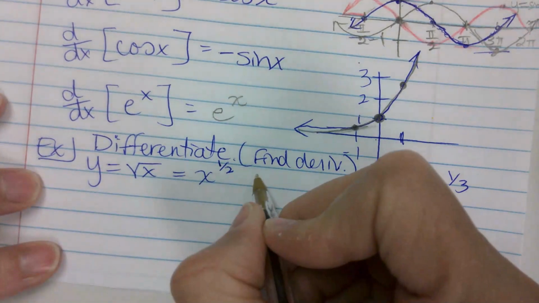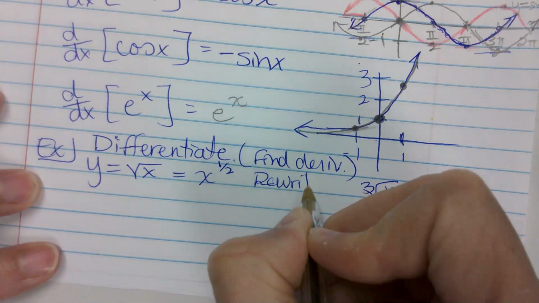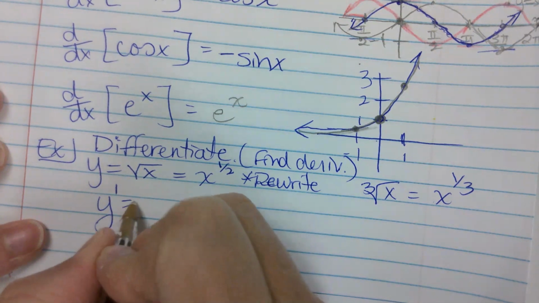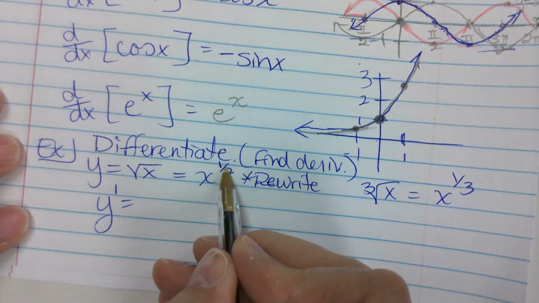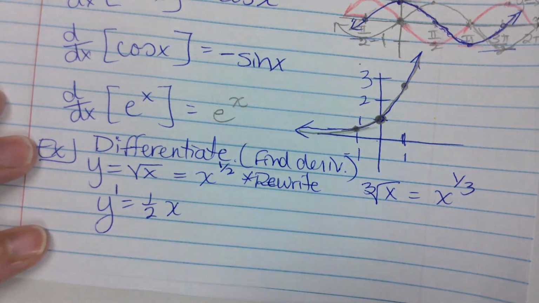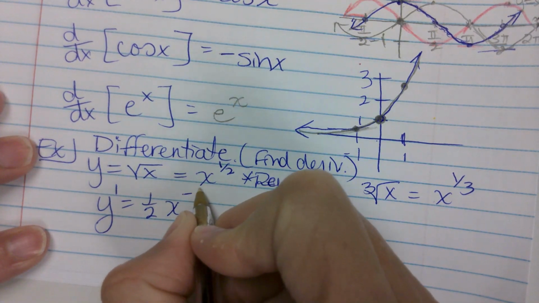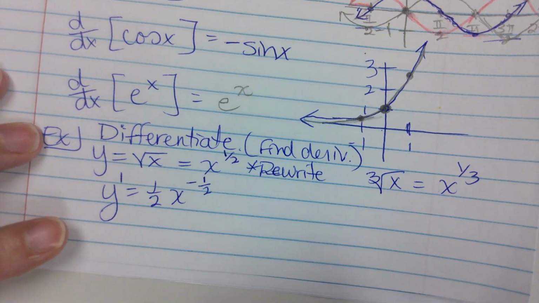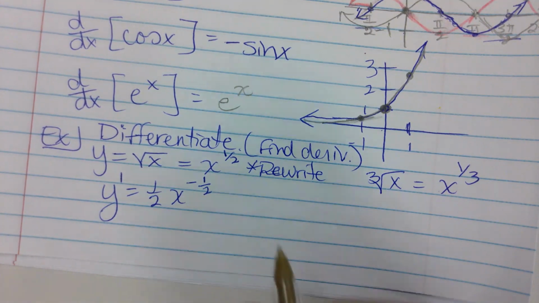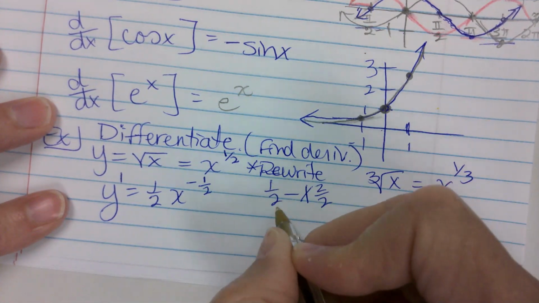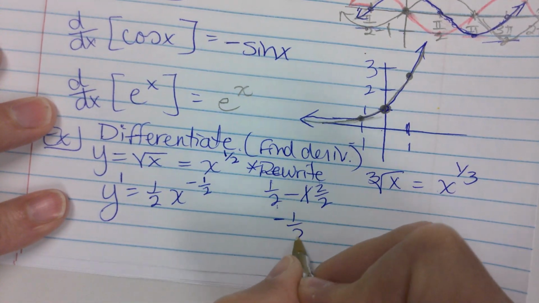Rewriting. Then we're going to use the power rule. What's the power rule? Power down in front. Lower the power by 1. What is 1/2 minus 1? Negative 1/2. 1/2 minus 1 whole, which is 2 halves. 1/2 minus 2 halves, negative 1/2.